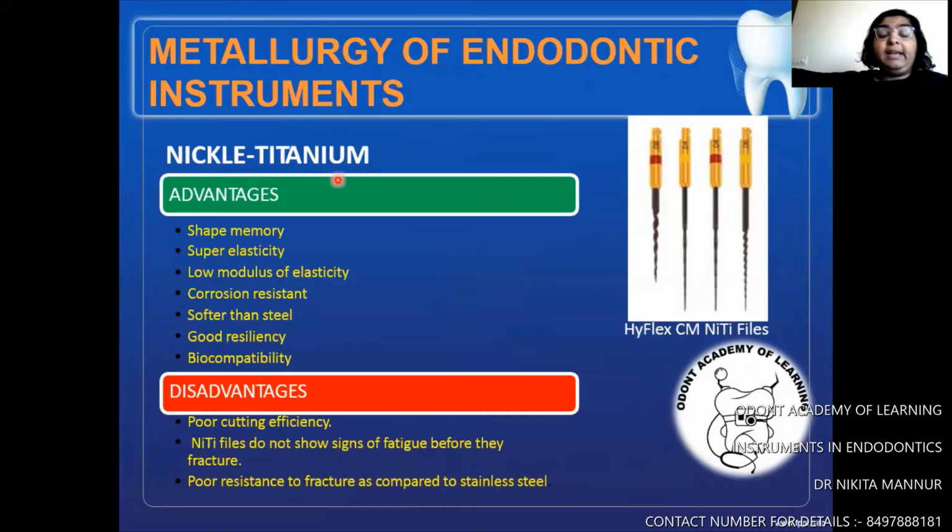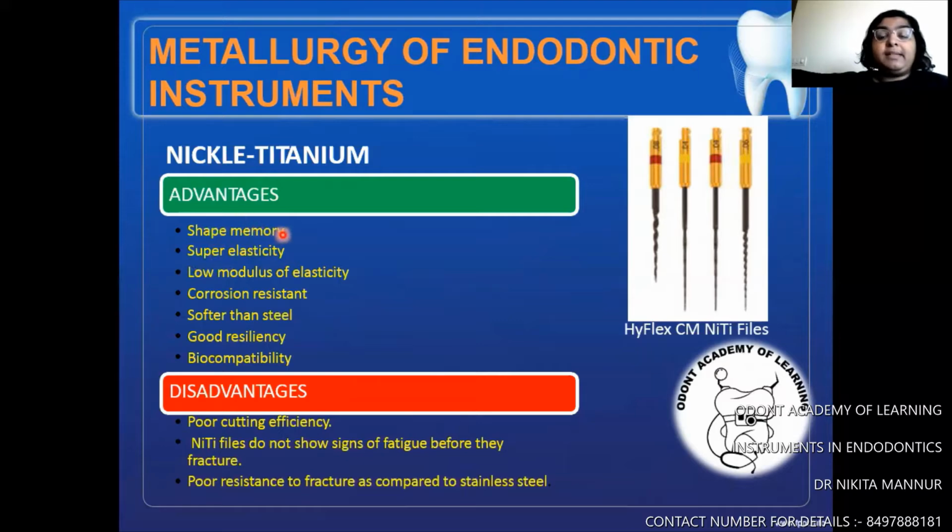Coming to NiTi instruments, the advantages are, as I mentioned before, shape memory, superelasticity, and low modulus of elasticity. It is corrosion resistant. It is much softer than steel. It has good resilience, and it is extremely biocompatible.